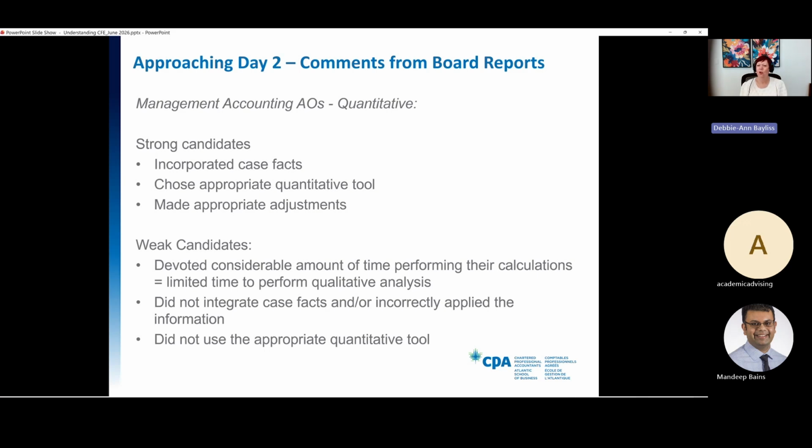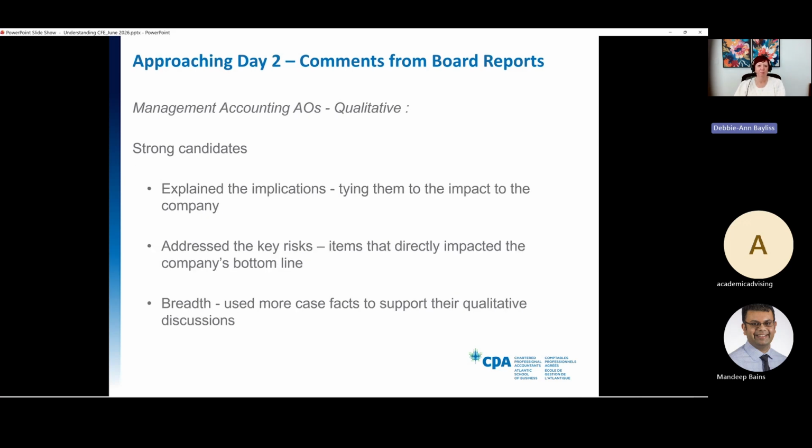And this all relates to your reading, outlining, and planning process. And they did not use the appropriate quantitative tool. And the tool to use is dictated by what's the question that you need to answer? What type of information is given? If you find you struggle determining the appropriate quantitative tool, a great upcoming webinar is time management in day three, because I spend quite a bit of time going through most of the quantitative tools.